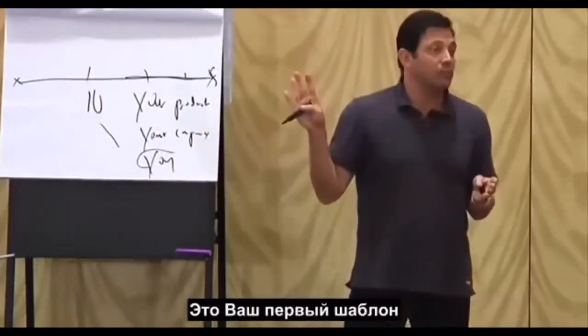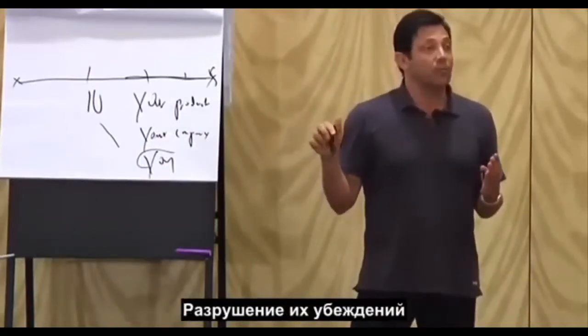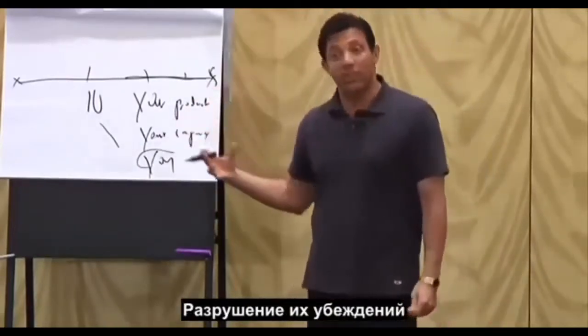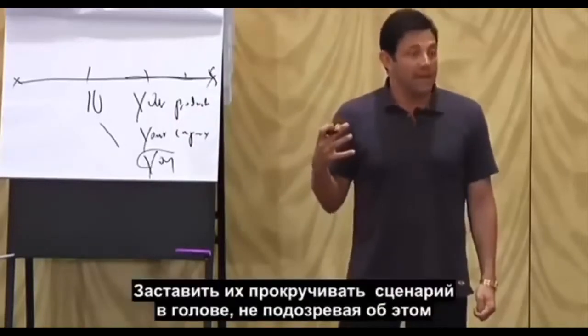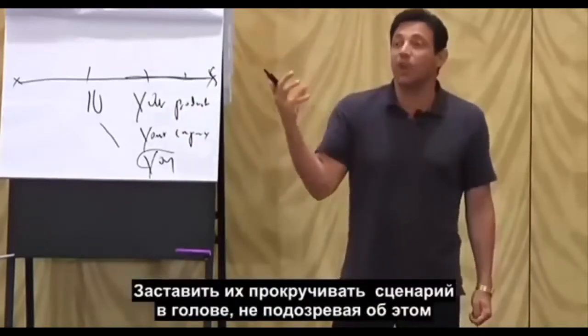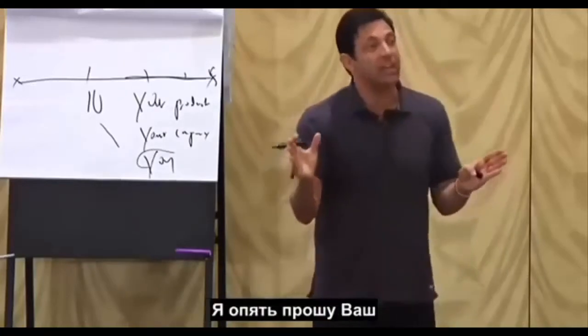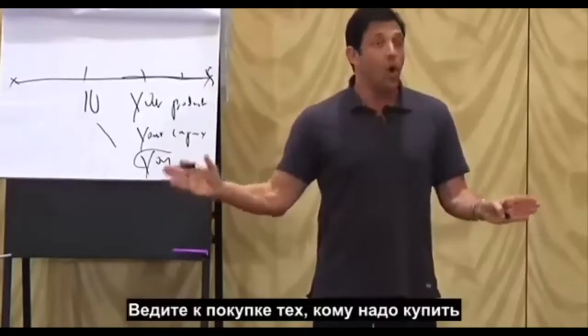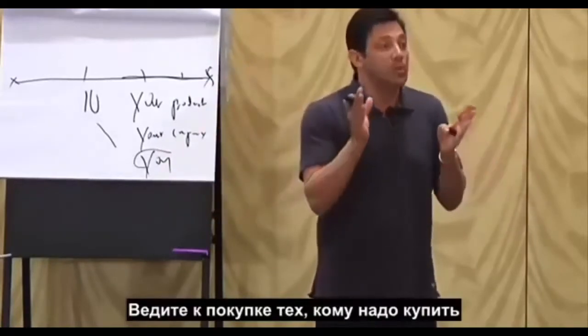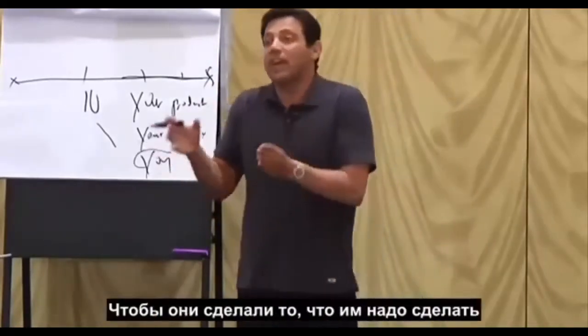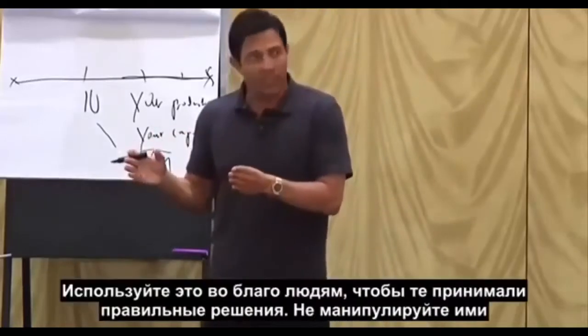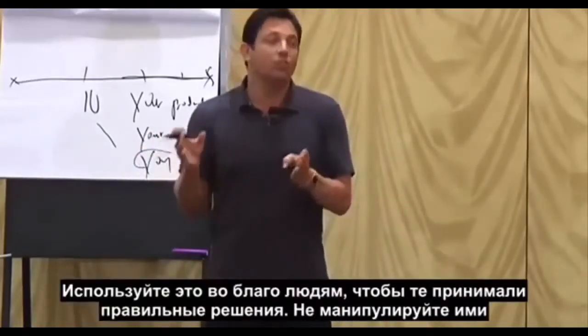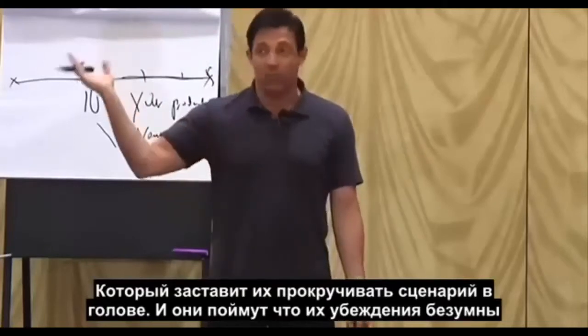So what happens now, in the straight line, you're in the closing part. That's your first pattern. Your next pattern is going to run to his thoughts, his beliefs. You start busting beliefs, making him play movies out in his head without him really knowing it. Not to manipulate, again, I caution you, please, ethics, ethics, ethics. Only get people to buy who should be buying. Help them, motivate them to take action when they should. Please, use this to empower people to make good decisions. Don't manipulate them. But you're going to run a pattern that's going to cause them to play out movies, and they're going to realize that their belief is crazy.